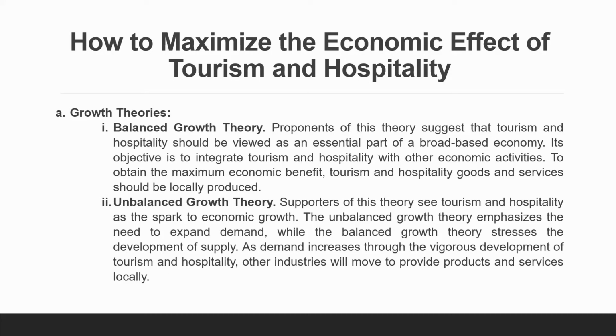Supporters of the theory of unbalanced growth see tourism and hospitality as the spark of economic growth, while the proponents of the theory of balanced growth stress the development of supply. Supporters of the theory of unbalanced growth emphasize the need to expand demand. As demand is increased through the vigorous development of tourism and hospitality, other industries will move to provide products and services locally.